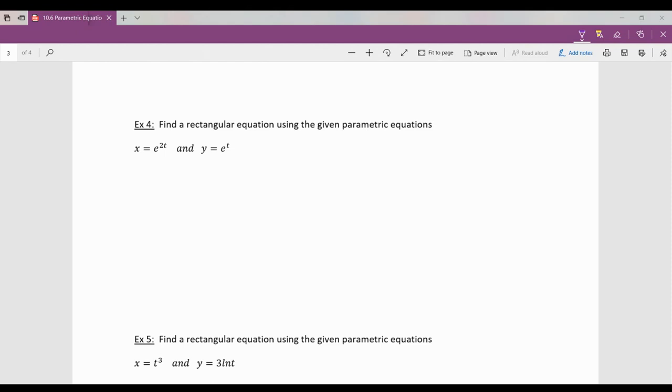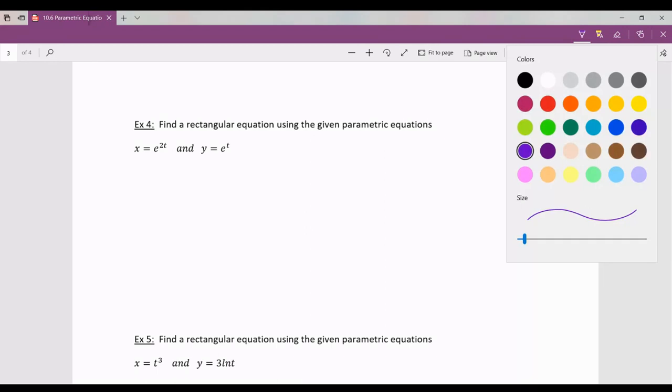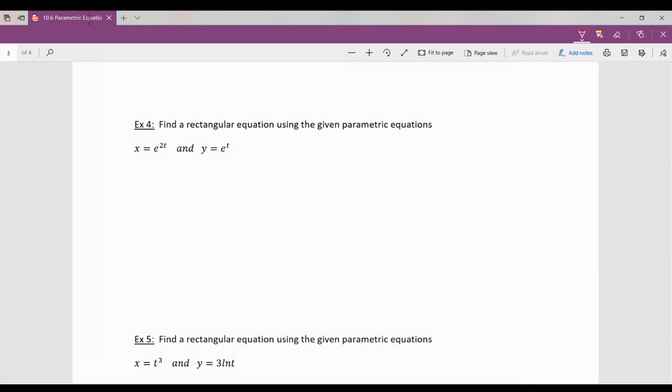So I'm going to use y because x has e to the 2t, and y is just plain old e to the t. So I'm going to solve for t by getting rid of the e, ln both sides. I'll change my color because I've been solving for t using the red. So I take the natural log of both sides. So we're going to get t equals ln of y, because the ln and the e are going to cancel out.